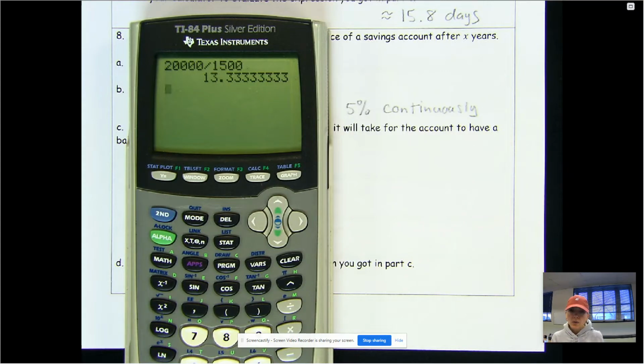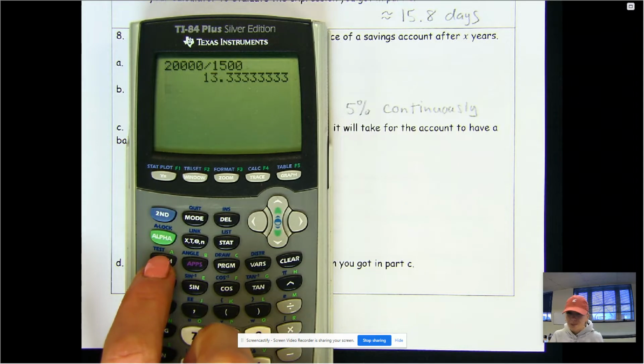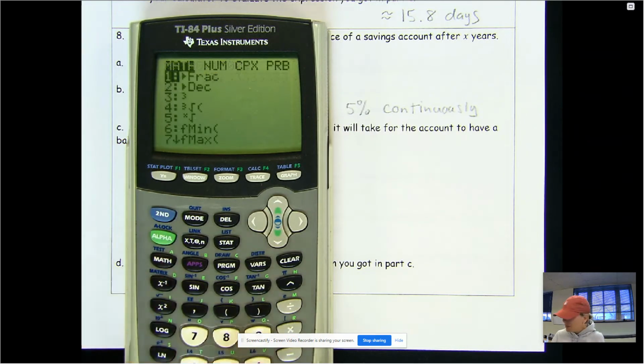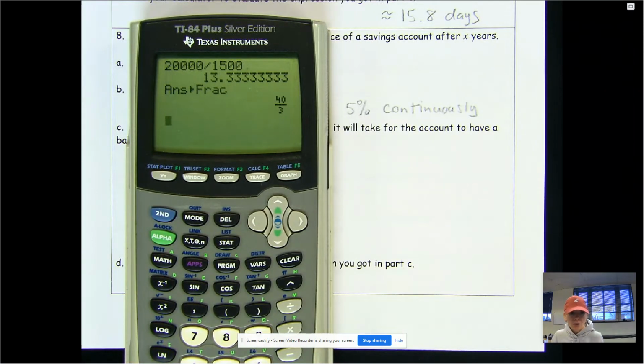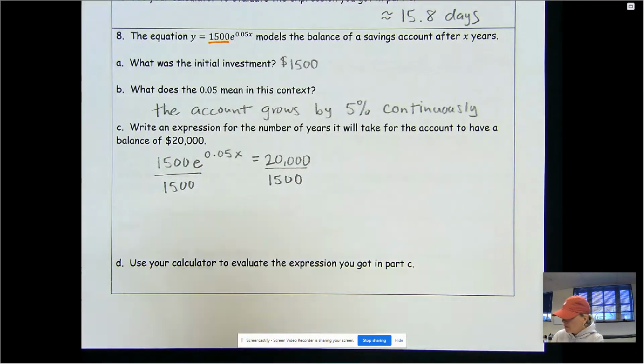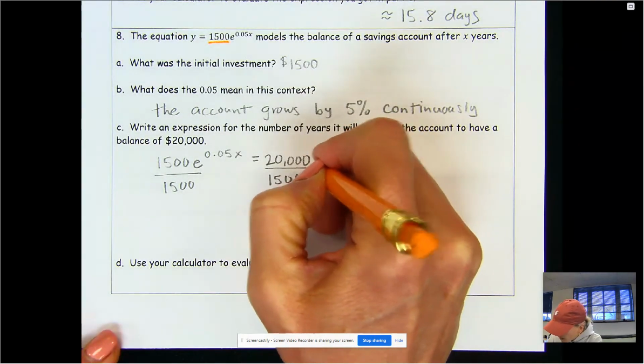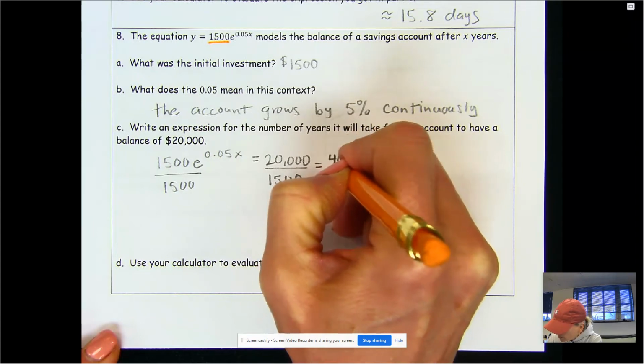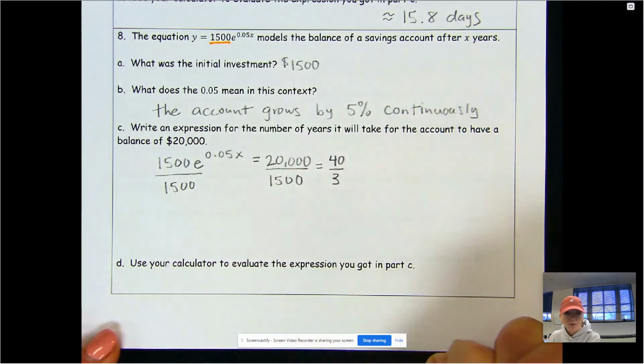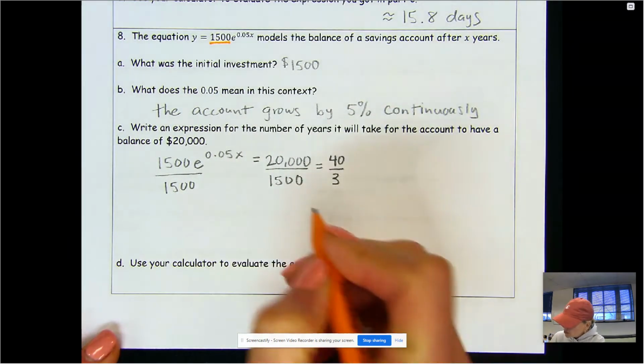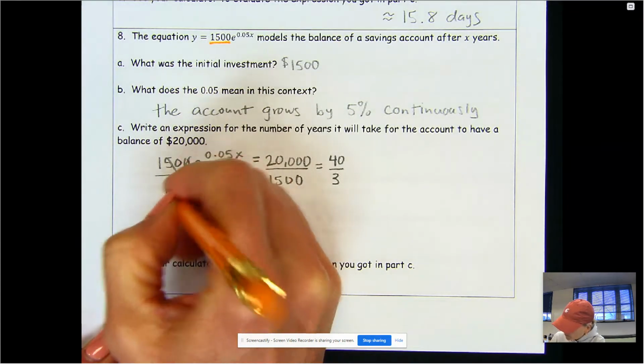So I could either leave it as that fraction, 20,000 over 1,500, or I could just ask my calculator to reduce the fraction. Math, enter, enter. It's 40 thirds. All right, so I can go either way. So when I divide this here, this is exactly 40/3, just reducing the fraction.